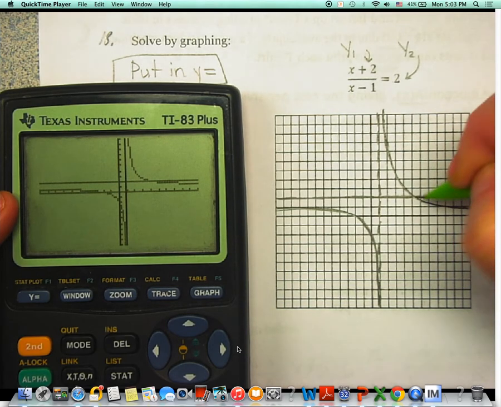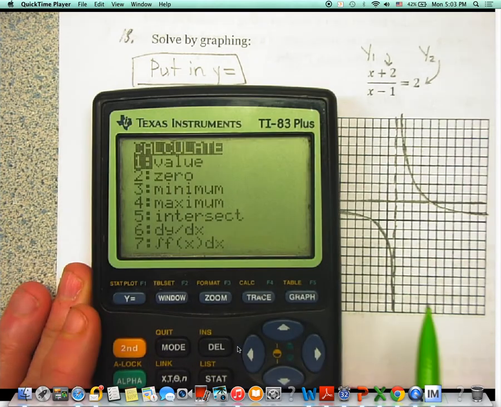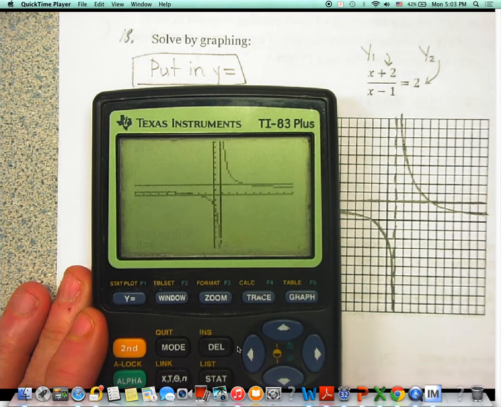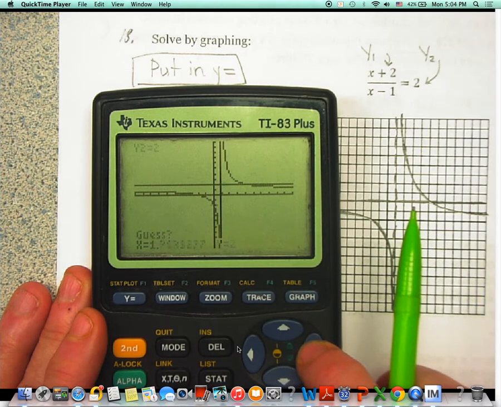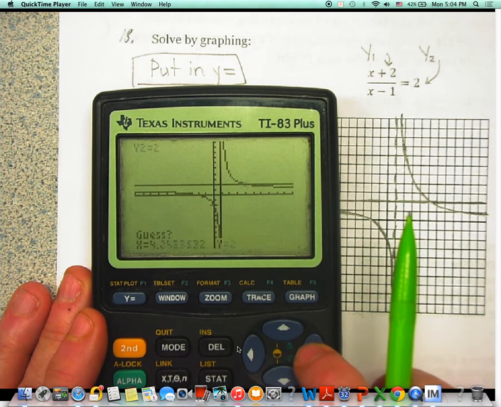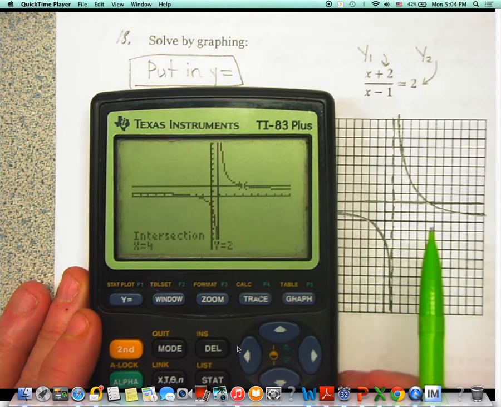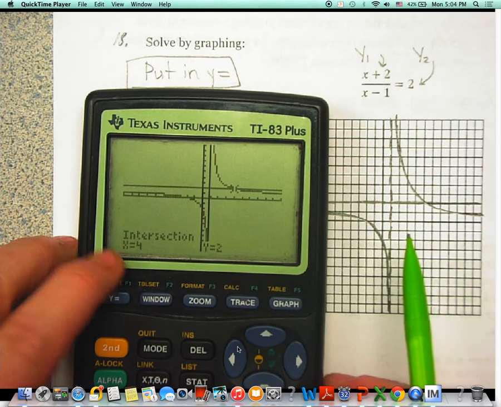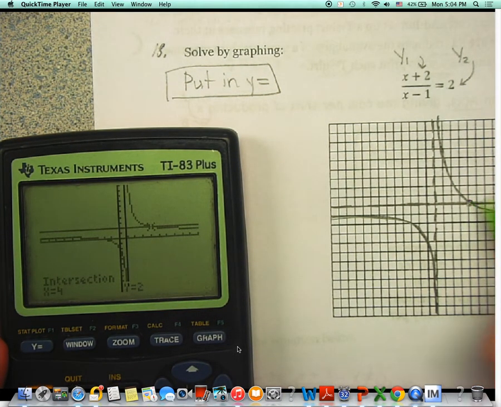All right, to find the intersection, we're going to do second, trace, intersect. Okay, then I'm going to enter on first curve, enter on second curve, and then on guess, I need to move my cursor over to where they intersect, and push enter. Okay, and we get 4, x equals 4. So the answer is x equals 4, and they intersect at 4.